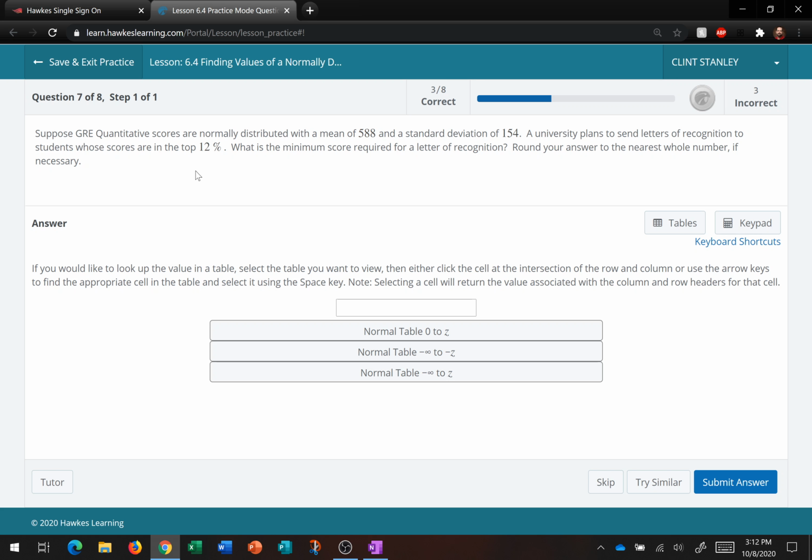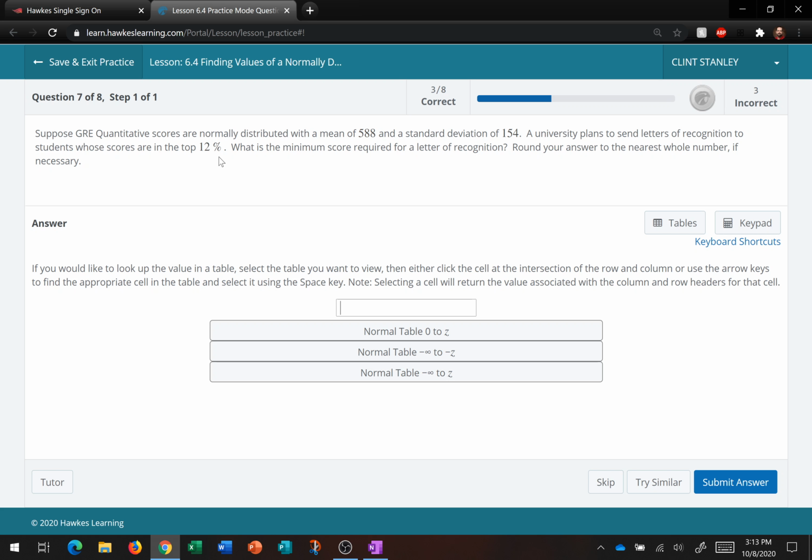So these are the trickiest ones in the section, but they're not too bad. It says, suppose GRE quantitative scores are normally distributed with a mean of 588, standard deviation of 154. The university plans to send letters of recognition to students whose scores are in the top 12%. What is the minimum score required for a letter of recognition? Round to the nearest whole number.